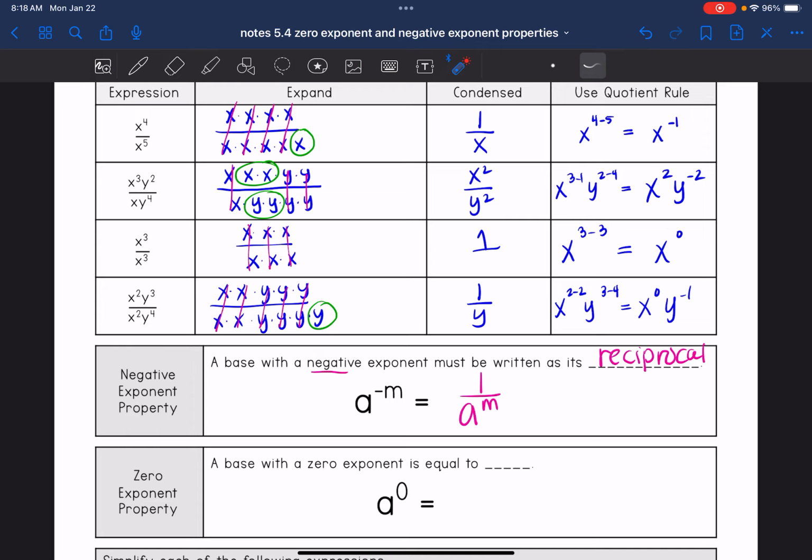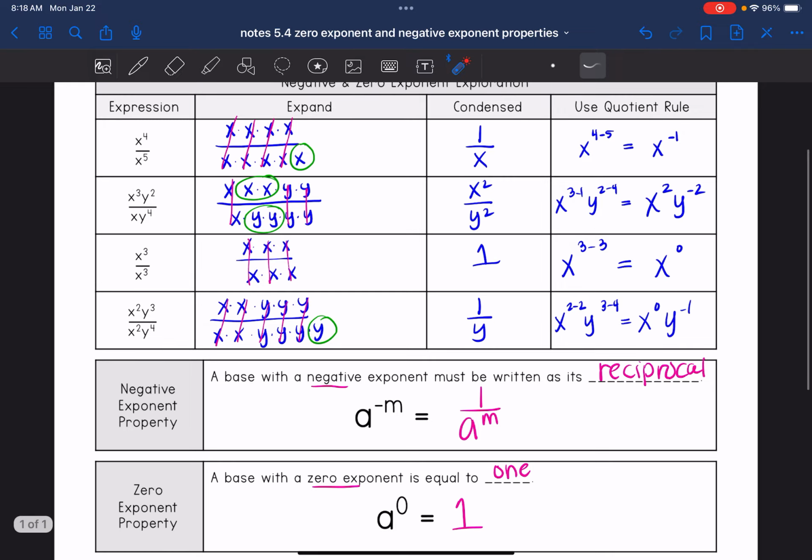It's positive now. Now that you move it to the denominator, it becomes positive, but only if it's a negative power. The zero exponent property says that a base with a 0 exponent is equal to 1. So no matter what, if you have 0 power, it's going to be 1. See how I have x to the 0, and that was 1? Over here, I had x to the 0, and also I had a 1.